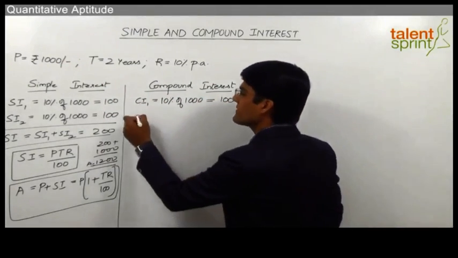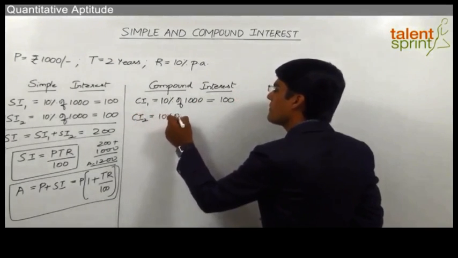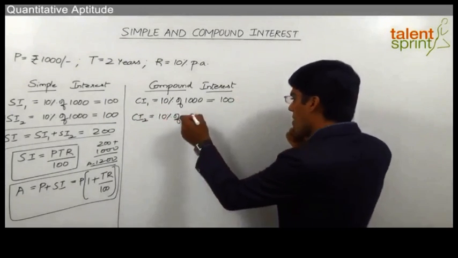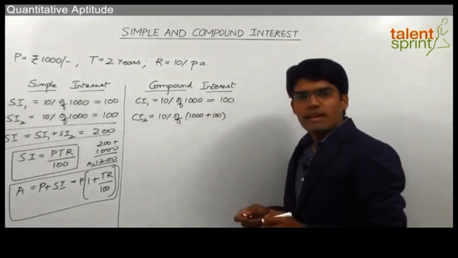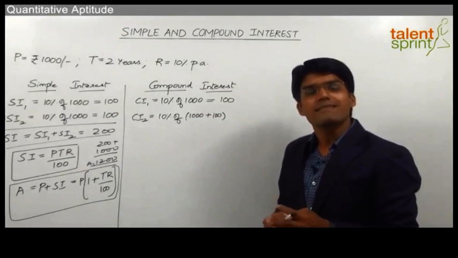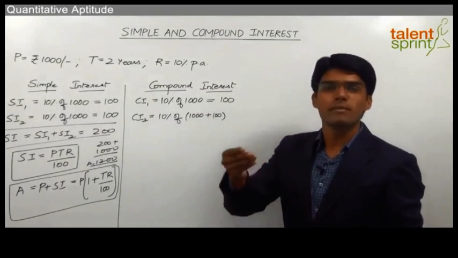The compound interest for the second year will be equal to 10% of, it won't be 1000 rupees for the second year, it will be 10% of 1000 rupees plus 100 rupees. As I have already mentioned, in case of compound interest, the interest is not paid on a regular basis. In fact, it gets added to the principal amount.